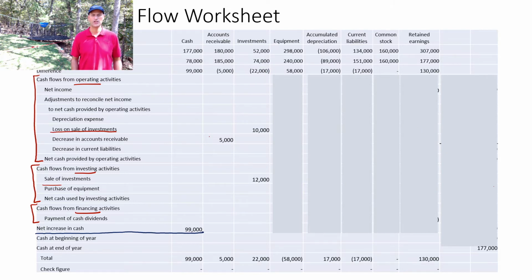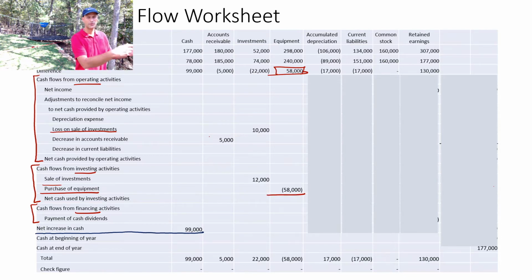Moving on to equipment. Now, the equipment balance went up by $58,000. Well, that's pretty straightforward. Equipment goes up because you buy equipment and it goes down because you sell equipment. Well, in this case, all we did was buy equipment, if you remember from our other additional information. So we purchased equipment for $58,000. That is a cash flow from investing activities. We are taking cash and investing it in the long-term operations or long-term performance of this company by buying equipment. So that represents a cash outflow from investing activities.